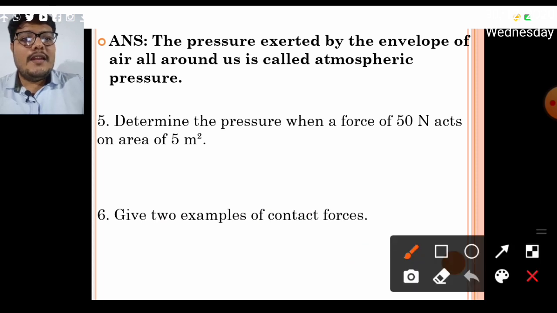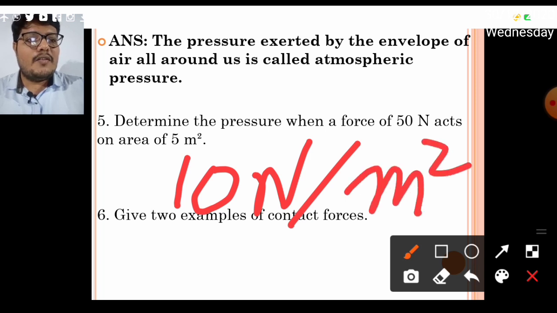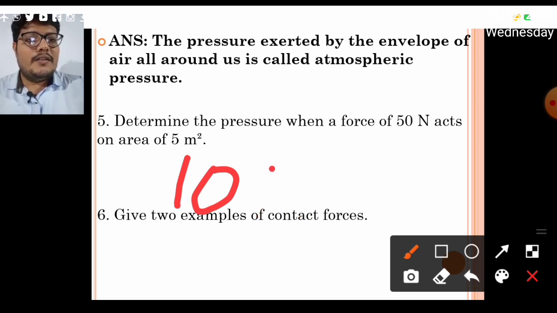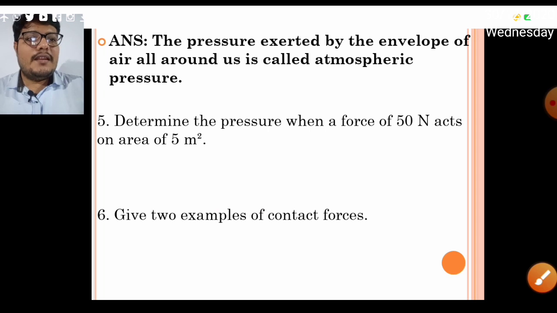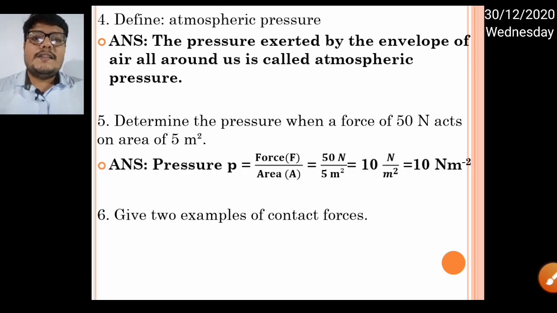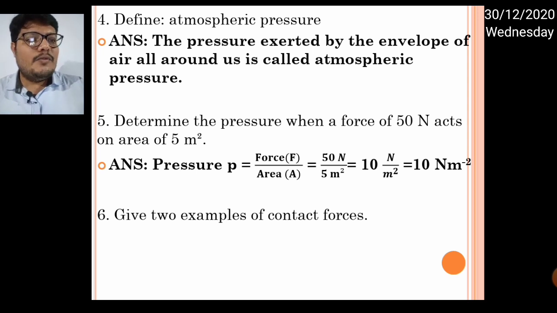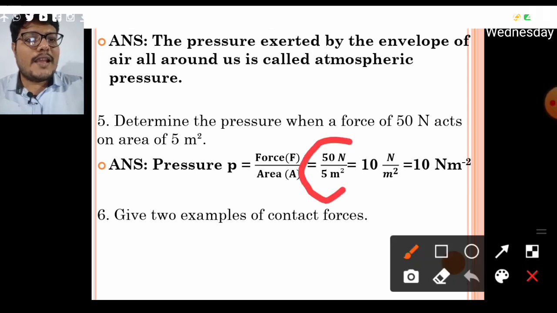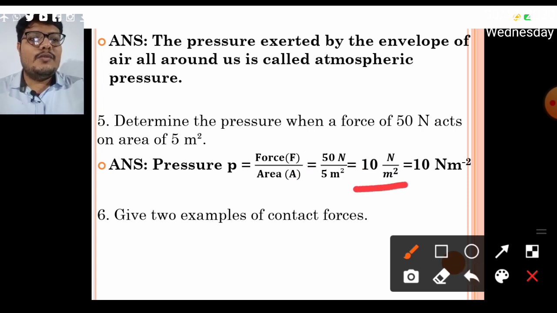How will you write it? The answer becomes 10 Newton per meter square, or you can write Newton meter raised to minus 2. Okay, let's see how you can write here. So this is the formula for pressure, force upon area, 50 Newton upon 5 meters square. This calculation I already explained, and your answer becomes 10 Newton per meter square. Okay, let's see next question.